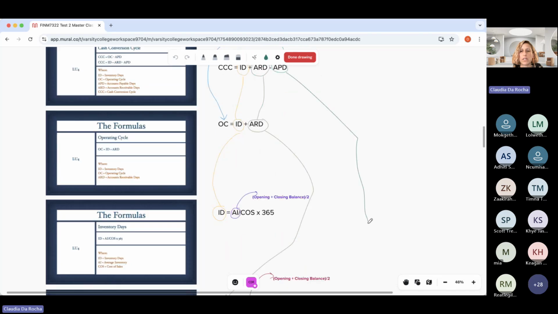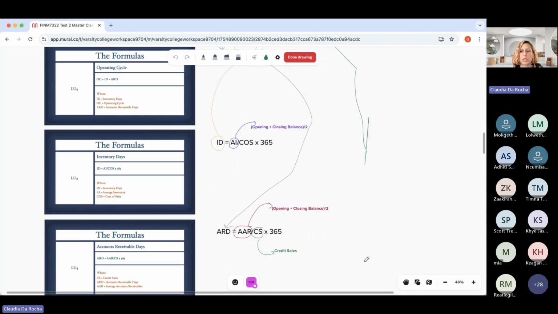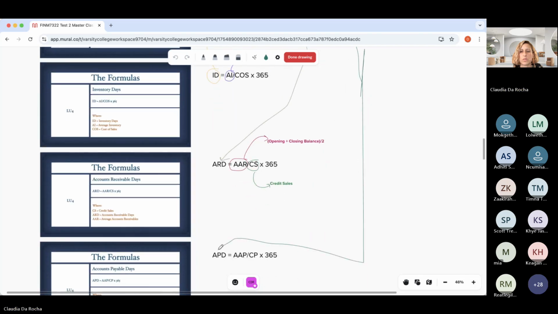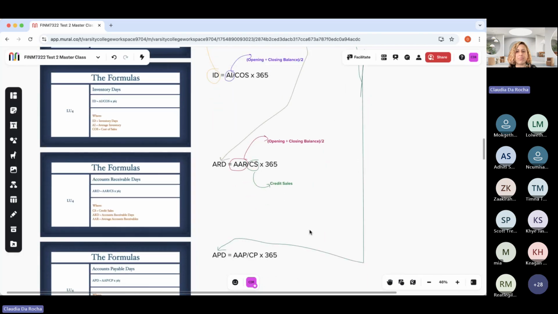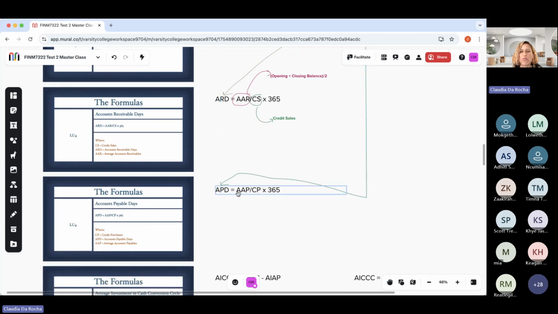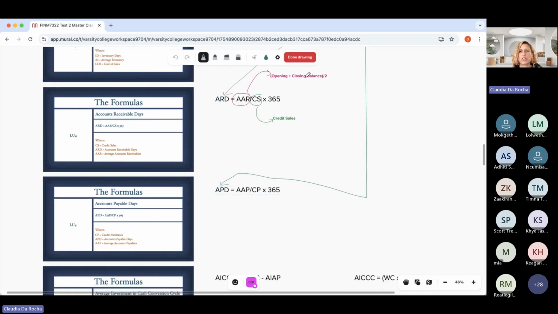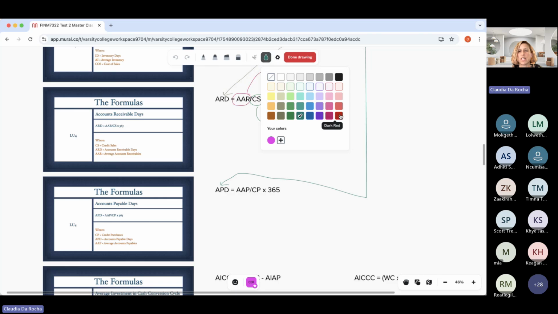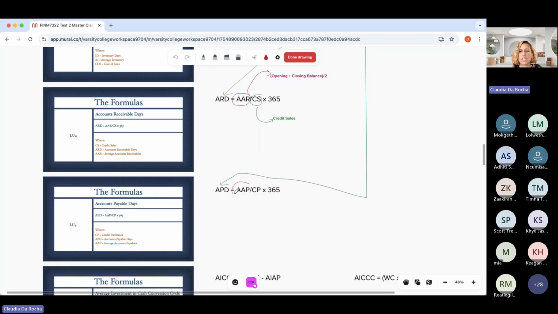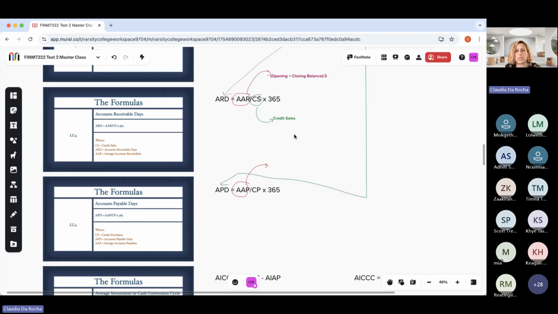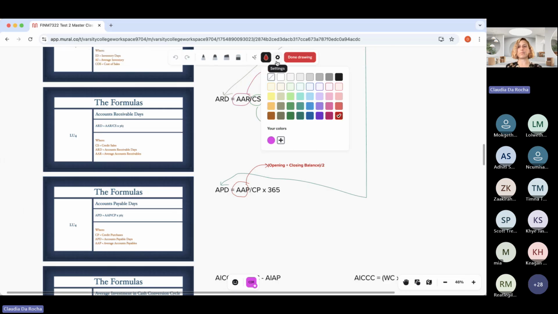Yeah, so accounts payable days goes all the way to the bottom. And again, we have our average accounts payable. Again, divide by 2, opening and closing balances. So these are the same principles over and over again being used, just with a different working capital element, or net working capital element. Opening plus closing balance divided by 2. And then we have our credit purchases.